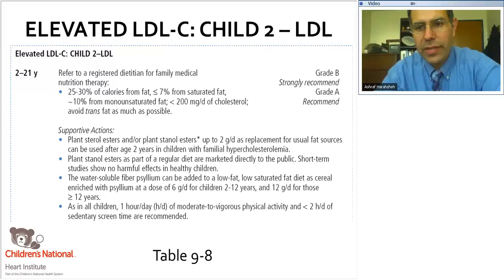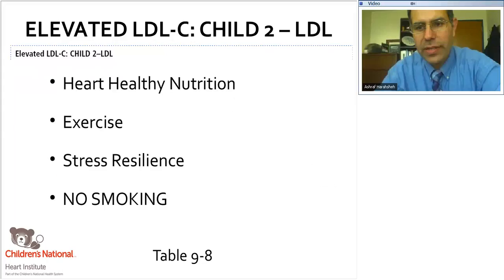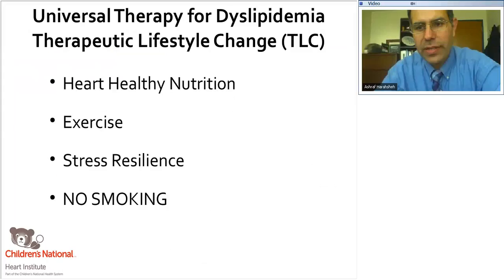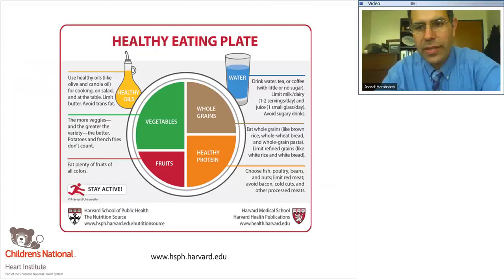Plant stanols are something that some have advocated for, 2 grams per day, and they are added to different food ingredients, including chocolate chip cookies. Again, it's the heart health and nutrition that we are advocating for. We want to improve our exercise capacity. We want to also learn how to be stress resilient and absolutely avoid smoke and smoke exposure.